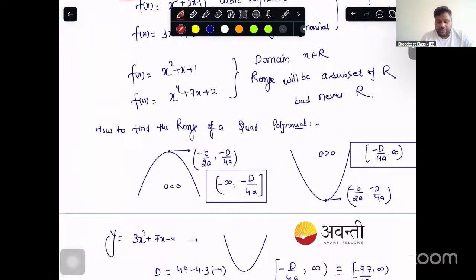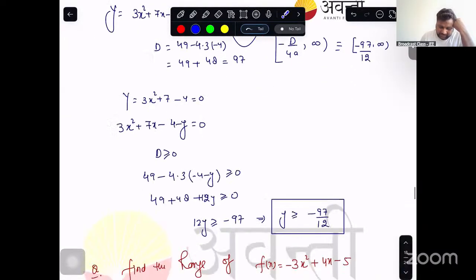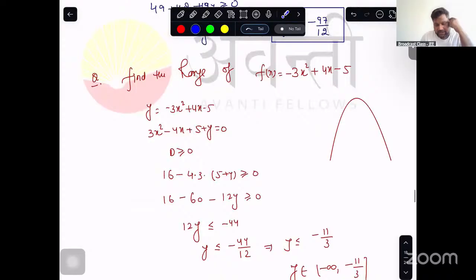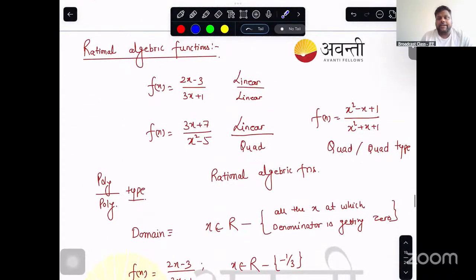In case of a quadratic polynomial, if it is downward opening, range is what? Range is minus infinity to minus D by 4a. And if it is upward opening, meaning the coefficient of x square is positive, then range is minus D by 4a to infinity. Then we have done certain examples over it. Then range of a quadratic function we have asked. Then I have explained the rational algebraic functions.